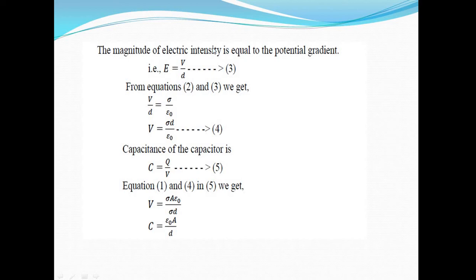E is electric intensity. All of you studied the relation between electric field and potential: E is equal to minus dV by dx. Here dV means electric potential, and the distance is termed as d instead of dx. So E is also equal to V by d. We can equate equations 2 and 3, the right hand side of the equation. So what is potential? Sigma d divided by epsilon naught. This is the potential.